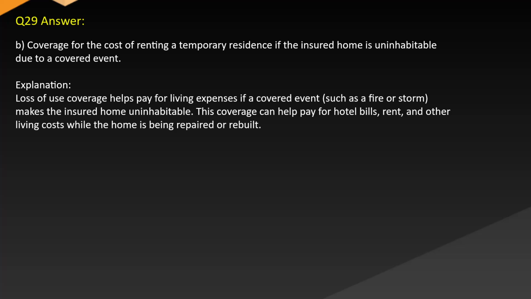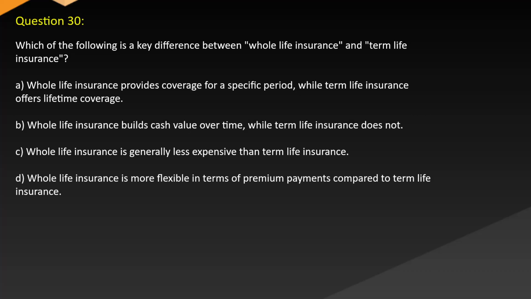Explanation: Loss of use coverage helps pay for living expenses if a covered event such as a fire or storm makes the insured home uninhabitable. This coverage can help pay for hotel bills, rent, and other living costs while the home is being repaired or rebuilt. Question 30. Which of the following is a key difference between whole life insurance and term life insurance?